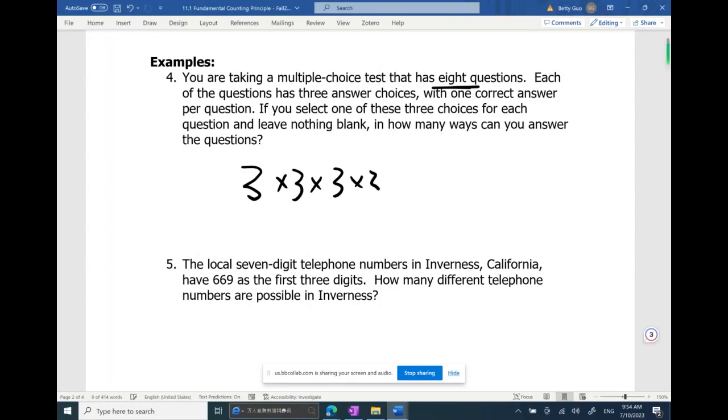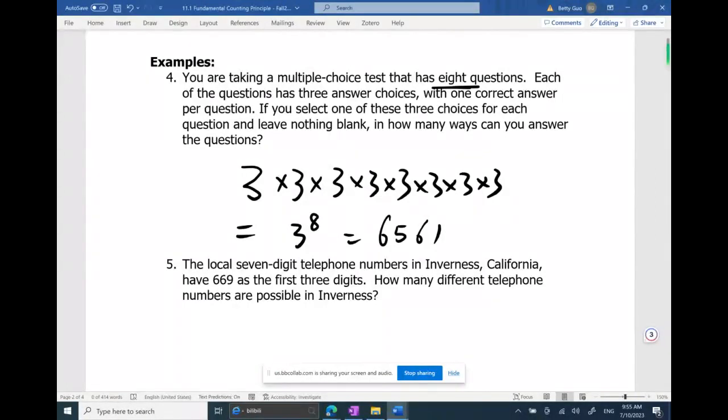Third question, 4, 5, 6, 7, 8. So you have 3 to the power of 8. That many different options. Yeah, use your calculator. A good calculator is still important in this chapter. It could help you save a lot of energy. So the answer is 6,561. You have this many options to answer this test.